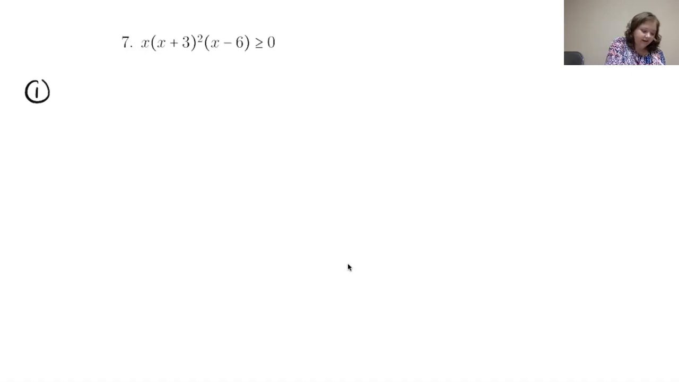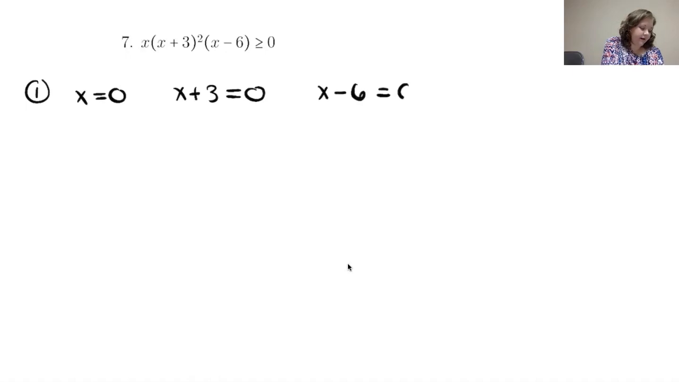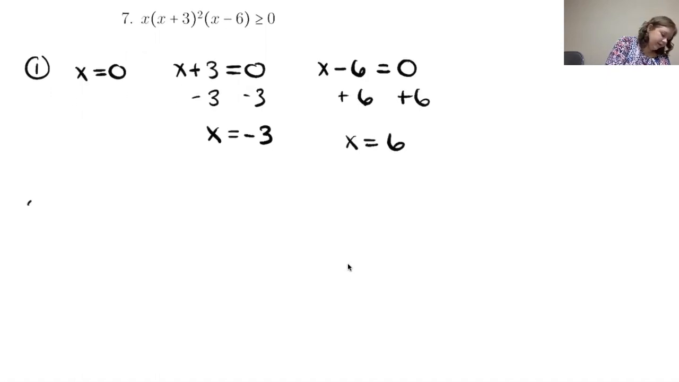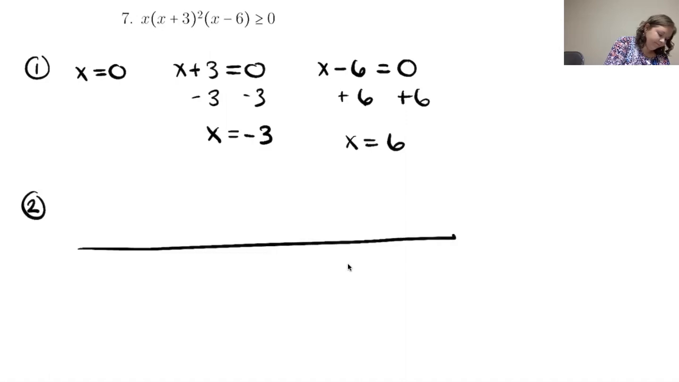So step 1, set all equal to 0. X equals 0. X plus 3 squared equals 0. That would be like setting x plus 3 equal to 0 twice. So I'm just going to set x plus 3 equal to 0. And then x minus 6 equals 0. And then we'll solve for all of those. First one is already solved. The second one we subtract 3 and get x equals -3. The third one, x minus 6, we add 6 and get x equals 6. And then step 2, we will put it on a number line. Okay, so -3 comes first, and then 0, and then 6.